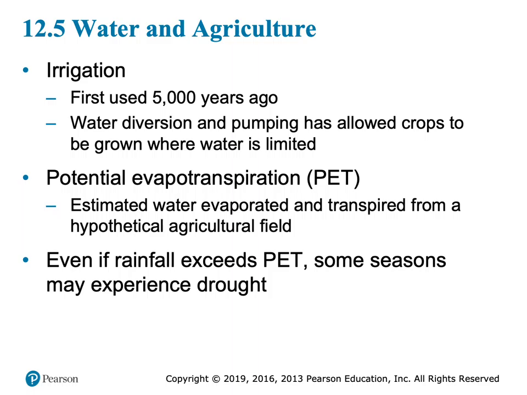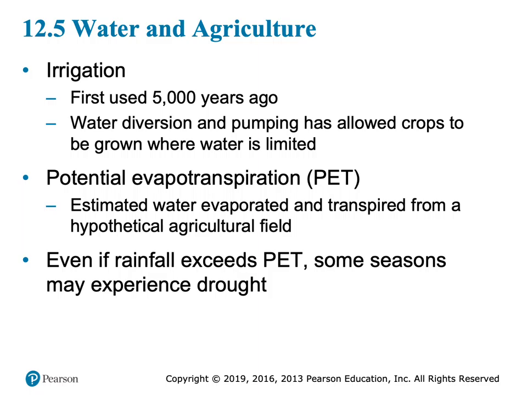Irrigation was first used thousands of years ago. It's a way of water diversion and pumping that allows crops to be grown where water is limited. PET stands for potential evapotranspiration. That's your blank under number 2 of irrigation. This is an estimate of the average amount of water that would evaporate from a hypothetical agricultural field over the course of a year. Even if rainfall exceeds that potential evapotranspiration, some seasons may still experience drought.